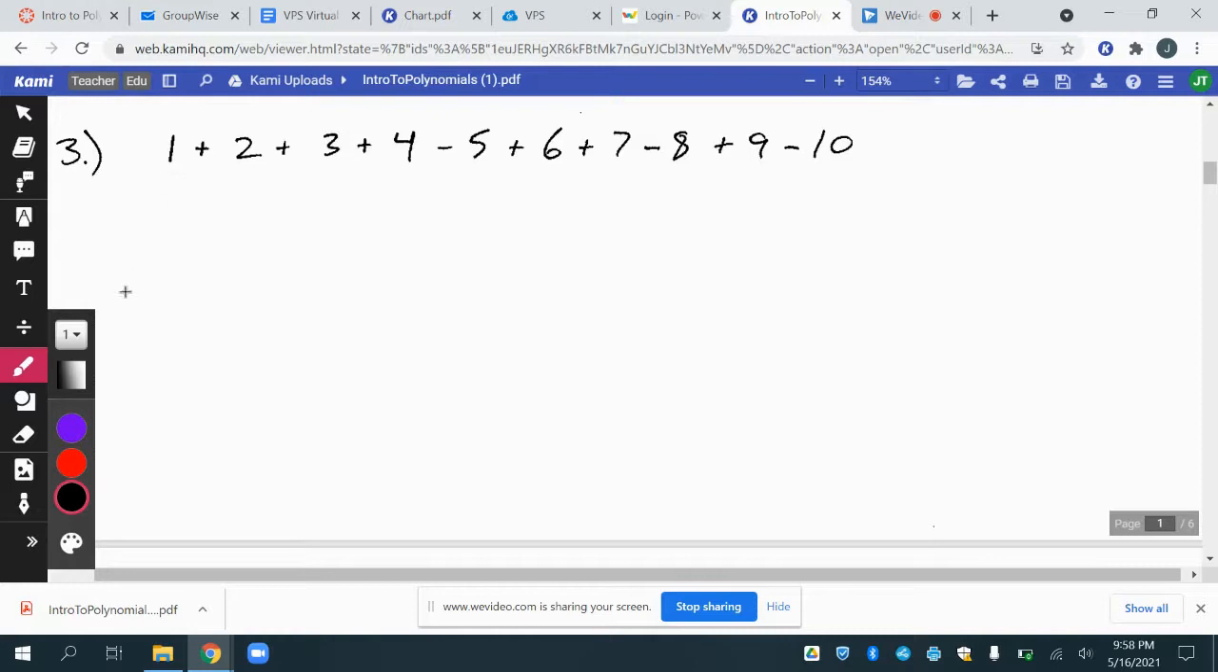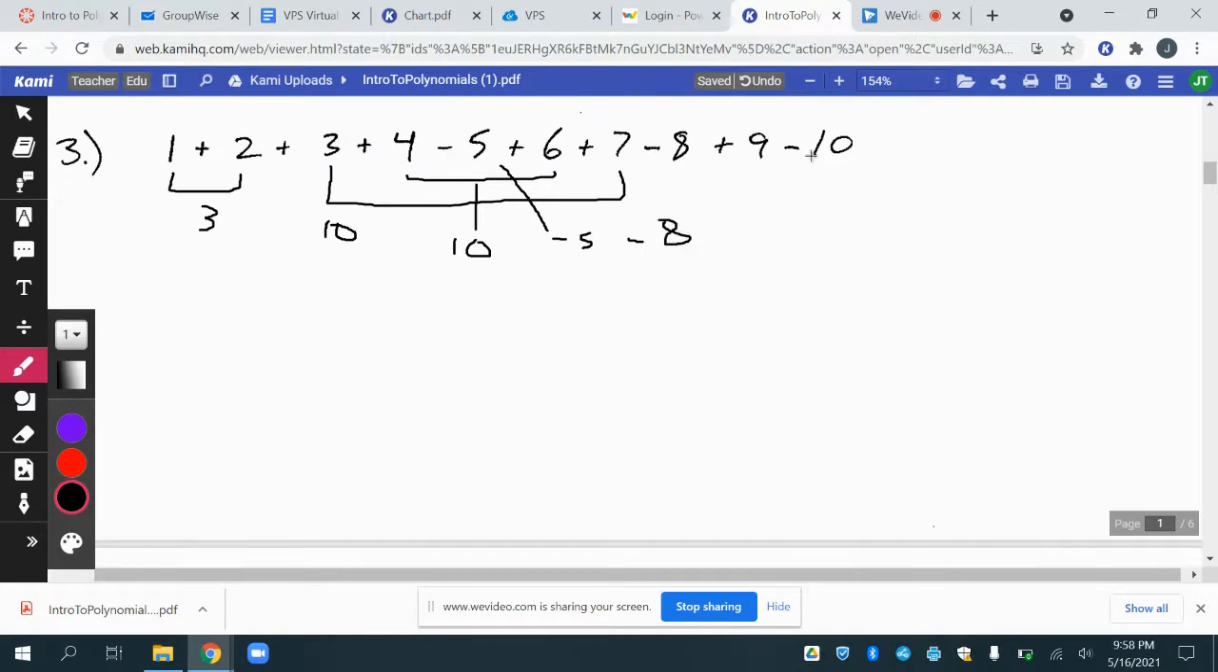So I could say these make 3. This and that makes 10. This and that also makes 10. Let's see. 3, 10, 10. I'm going to take out the negative 5. Let's do negative 5 right here. I've got everything accounted for, negative 8. Now let's do 9 minus 10 is negative 1.